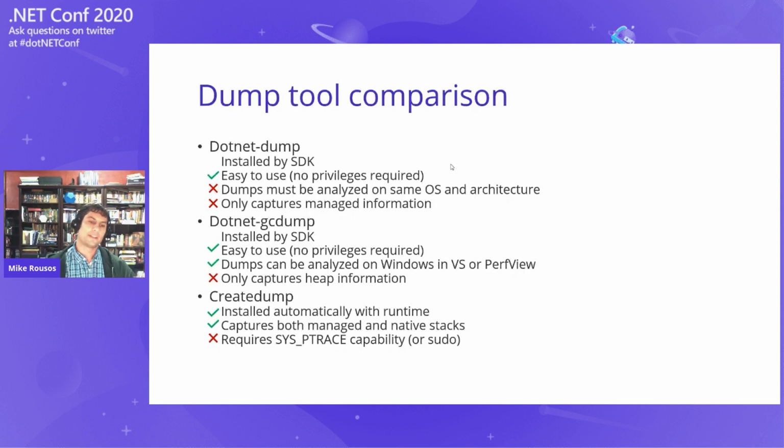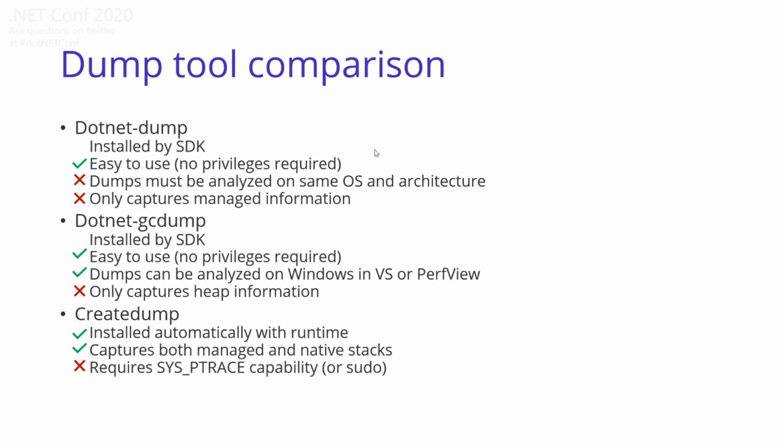But if you need to fall back to createdump because you need to see both managed and native portions of the process, that's an option, and it's super easy to deploy because it's already present. But now you need to make sure that your app, or your container, has started with sys ptrace capability. So that's something that you sort of need to keep in mind when you're using those tools.